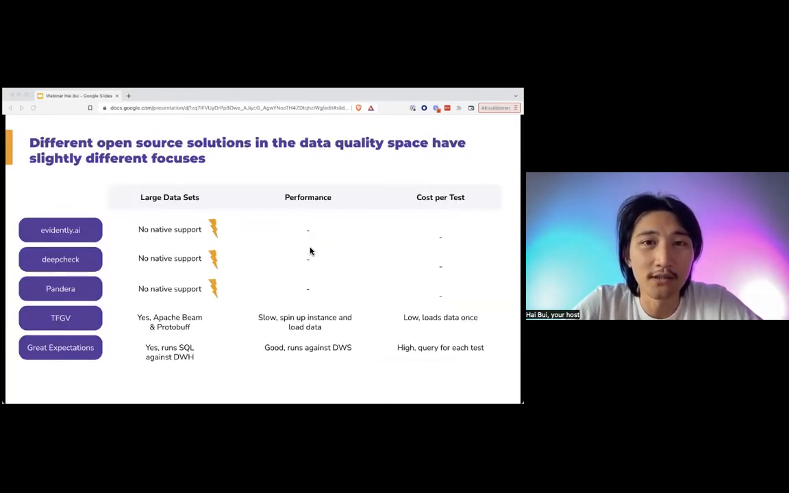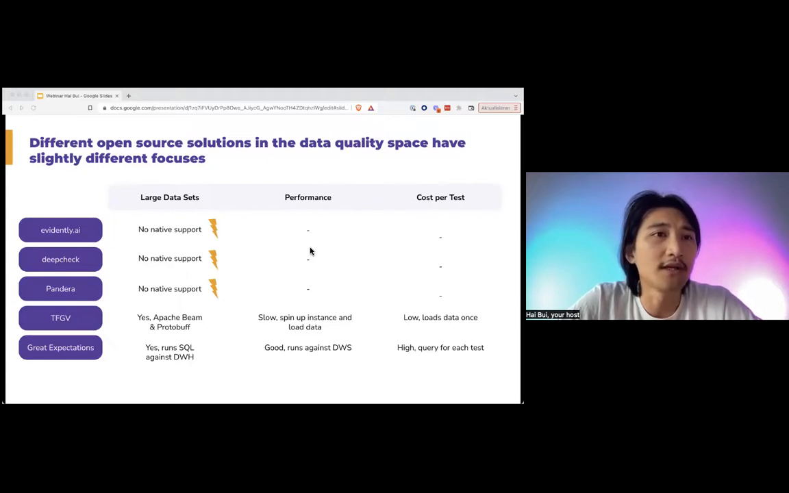So we were looking at a few open source tools and tried to take a look at what their shortcomings are, and if we can use them in Y42. The biggest problem with most solutions, and we show 3 here, is they cannot run on large data sets. The issue was that they use pandas under the hood. So pandas loads everything into memory, and therefore there's no native support for large data sets.